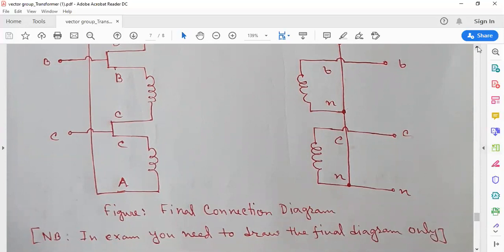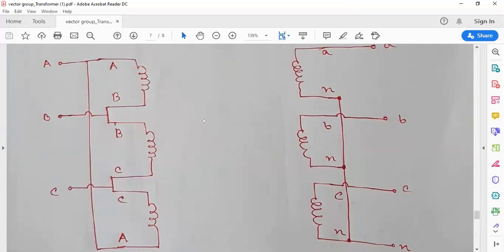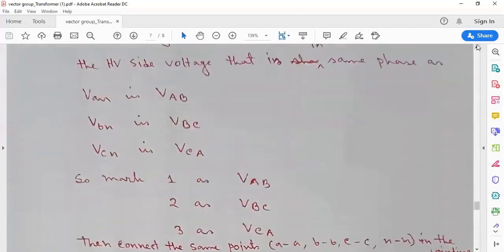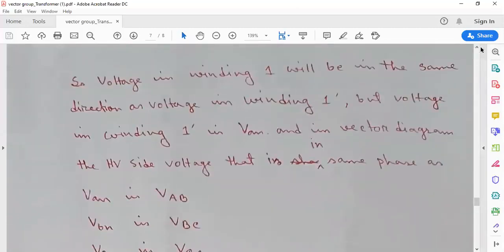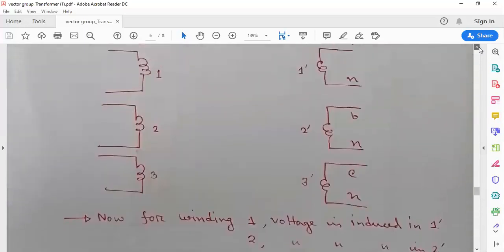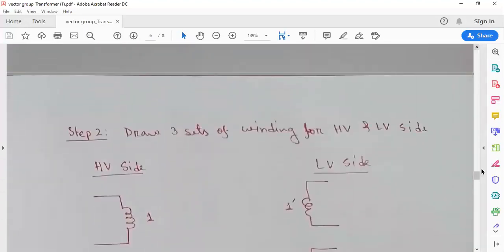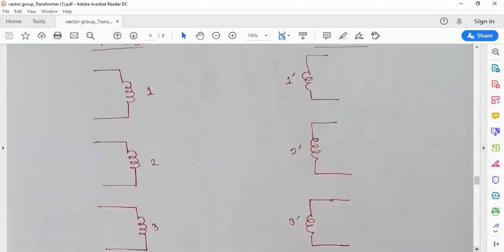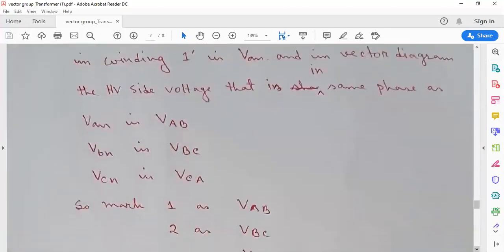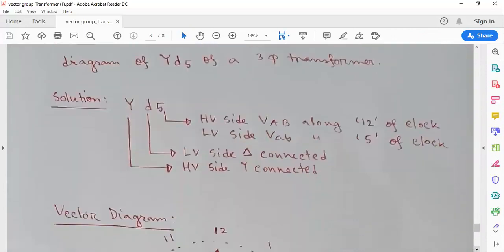So again, if you draw only this diagram, you have to draw this diagram only, you will get 50% marks. You do not need to write these lines or these diagrams. Okay.